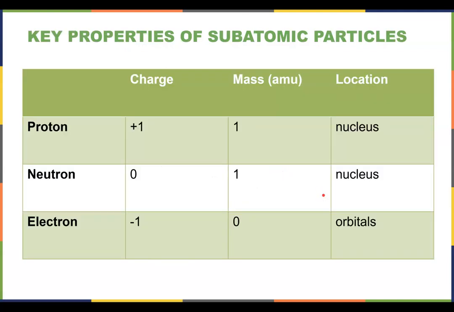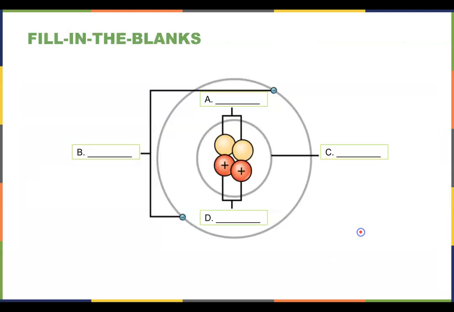Okay. So here's a quick table that summarizes that information. Proton has a +1 charge, or it's a positive. It has a mass of 1 AMU, which means atomic mass units, and that's its location. Neutron, same location, same mass, no charge. Electron has a negative charge, no mass, because it's so small, it's negligible. It does have a very small amount of mass, but we'll say it's negligible for us. And it's in that outer orbital.